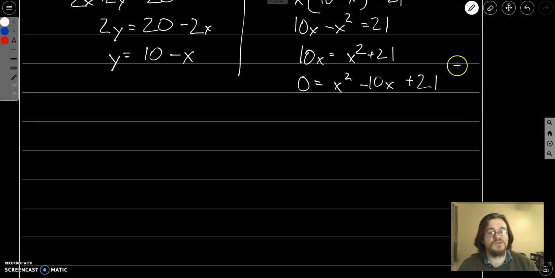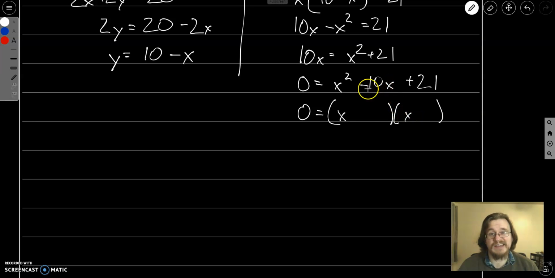And this will factor. I need two numbers that will multiply together to get 21, that add together to get negative 10. So x minus 3 and x minus 7. Negative 3 times negative 7 is 21. Negative 3 and negative 7 add together to get negative 10. So my two solutions: x is equal to 3 or x is equal to 7.